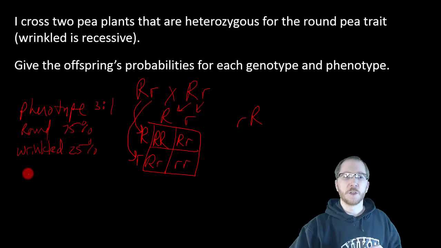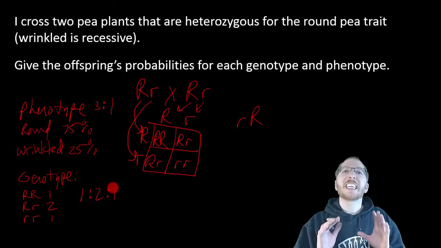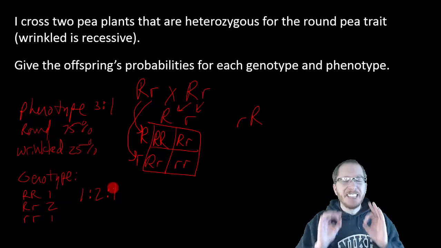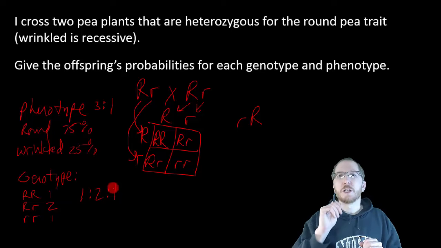Now, genotypically, this one's interesting, where you can see that genotype and phenotype ratios are not the same. For instance, genotypically, we have one individual that's big R, big R. We have two individuals that are big R, little r, and one individual that's little r, little r. So if we look at our ratio genotypically, it's going to be 1 to 2 to 1. If I give you this problem, you're going to tell me phenotypically it's a 3-to-1 ratio, 3 dominants, 1 recessive. But if I say for the exact same problem, I want the genotypic ratio, that ratio is going to be 1 to 2 to 1.